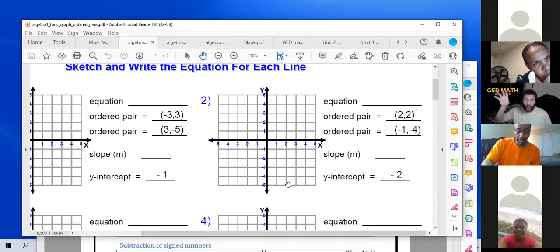And I want it in terms of y equals mx plus b. I want it in slope intercept form, y equals mx plus b. And I'm giving you 1 minute. Send me your answer in the chat. For number 2, they gave you 2 points, (2, 2) and (-1, -4), and they gave you the y-intercept of -2. I want you to give me the equation of the line and the slope, and I'm giving you 1 minute.